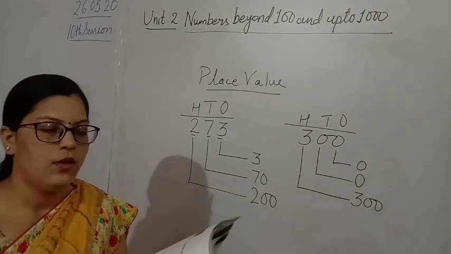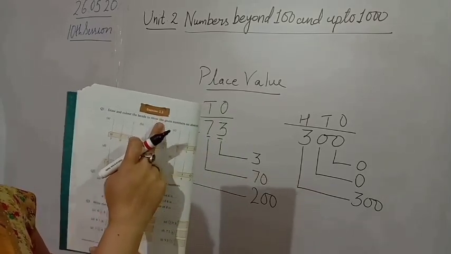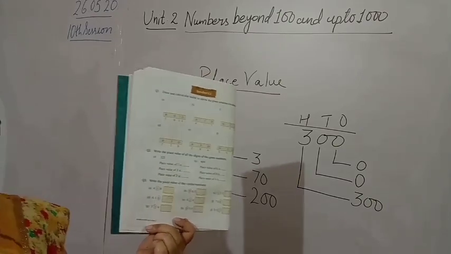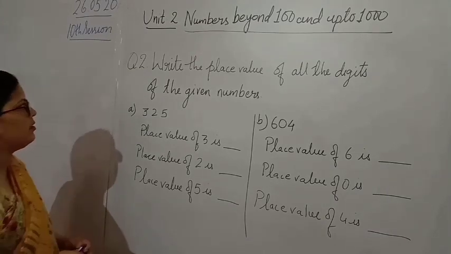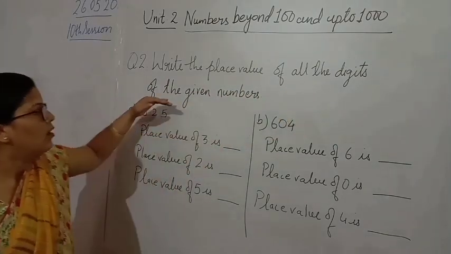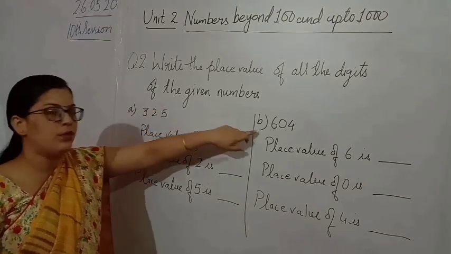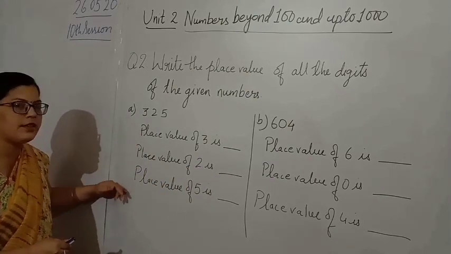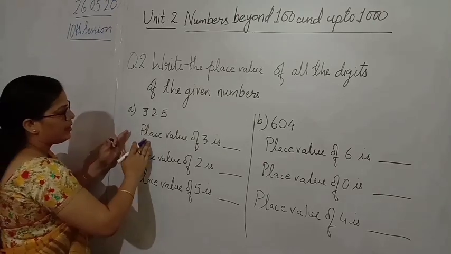Now open your books, all of you, page number 28, exercise 2.3. We'll do these two questions first, question number 2 and 3 in the book. So get ready, all of you. Here is question number 2. Write the place value of all the digits of the given numbers. What are the numbers? 325, and 604. Now we have to write the place value of each digit. Begin with the highest place.